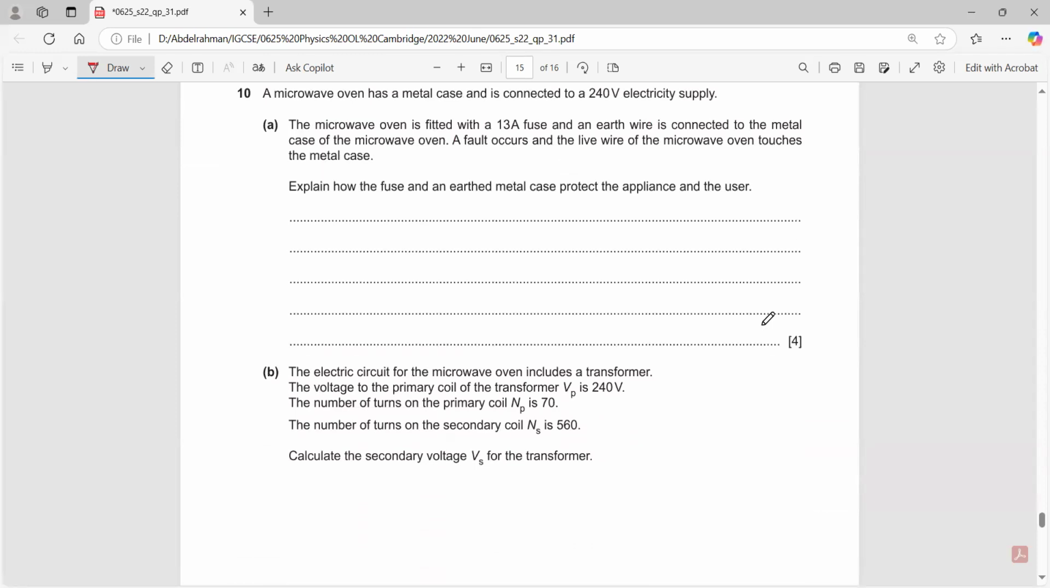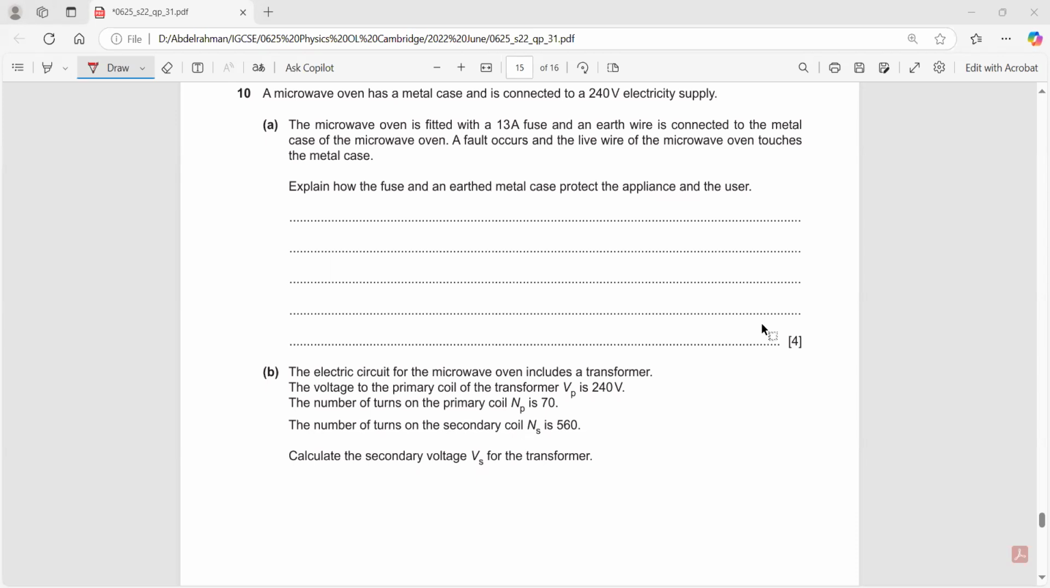A microwave oven. Okay, the microwave oven has a metal case and is connected to a 240 volt electric supply. The microwave is fitted with a 13 ampere fuse and an earth wire. A fault occurs and the live wire in the microwave oven touches the metal case. Explain how the fuse and the earth wire can protect the appliance and the user. So basically, we need to talk about the fuse and the earth wire.